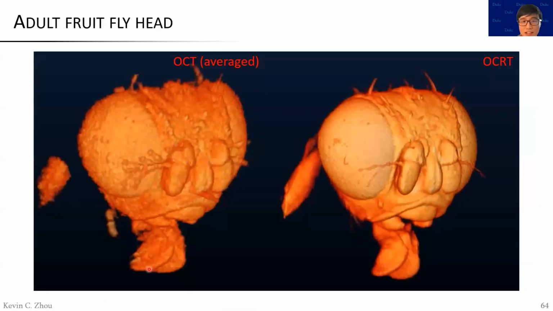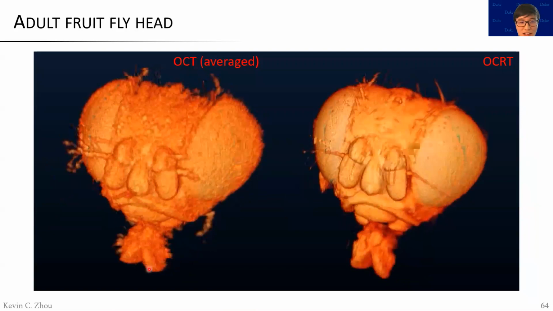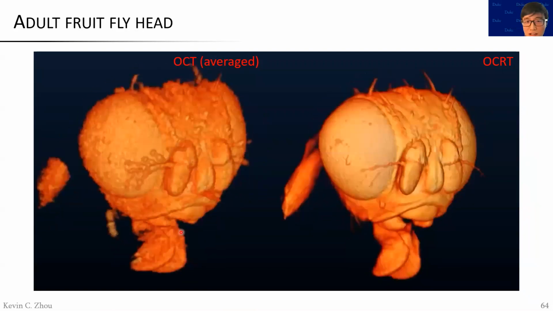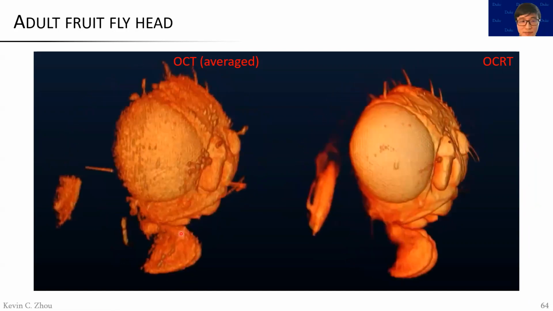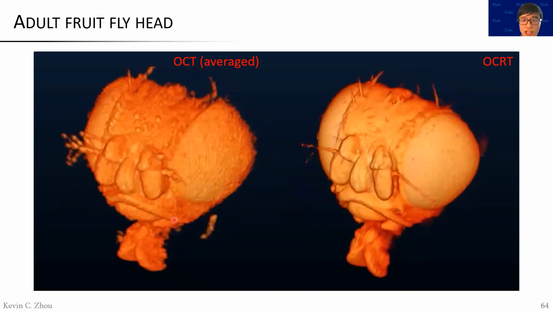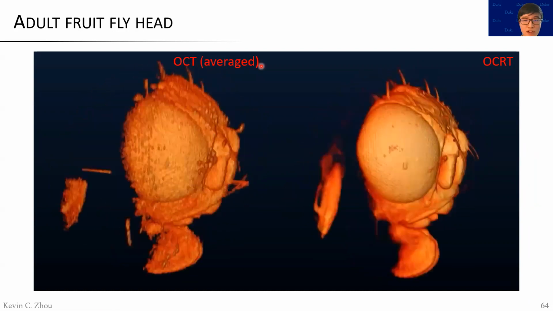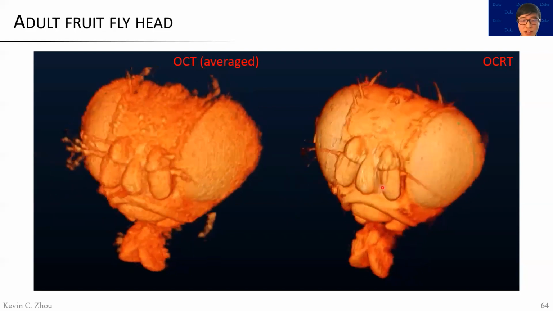So now we applied this 3D OCRT algorithm to a variety of samples, starting with fruit fly head. I would like to thank Dr. Ryan McNabb for generating these very nice 3D renderings. So on the left, we have the OCT volume, which has been averaged with the same number of frames as there are multi-angle volumes that went into this OCRT reconstruction.